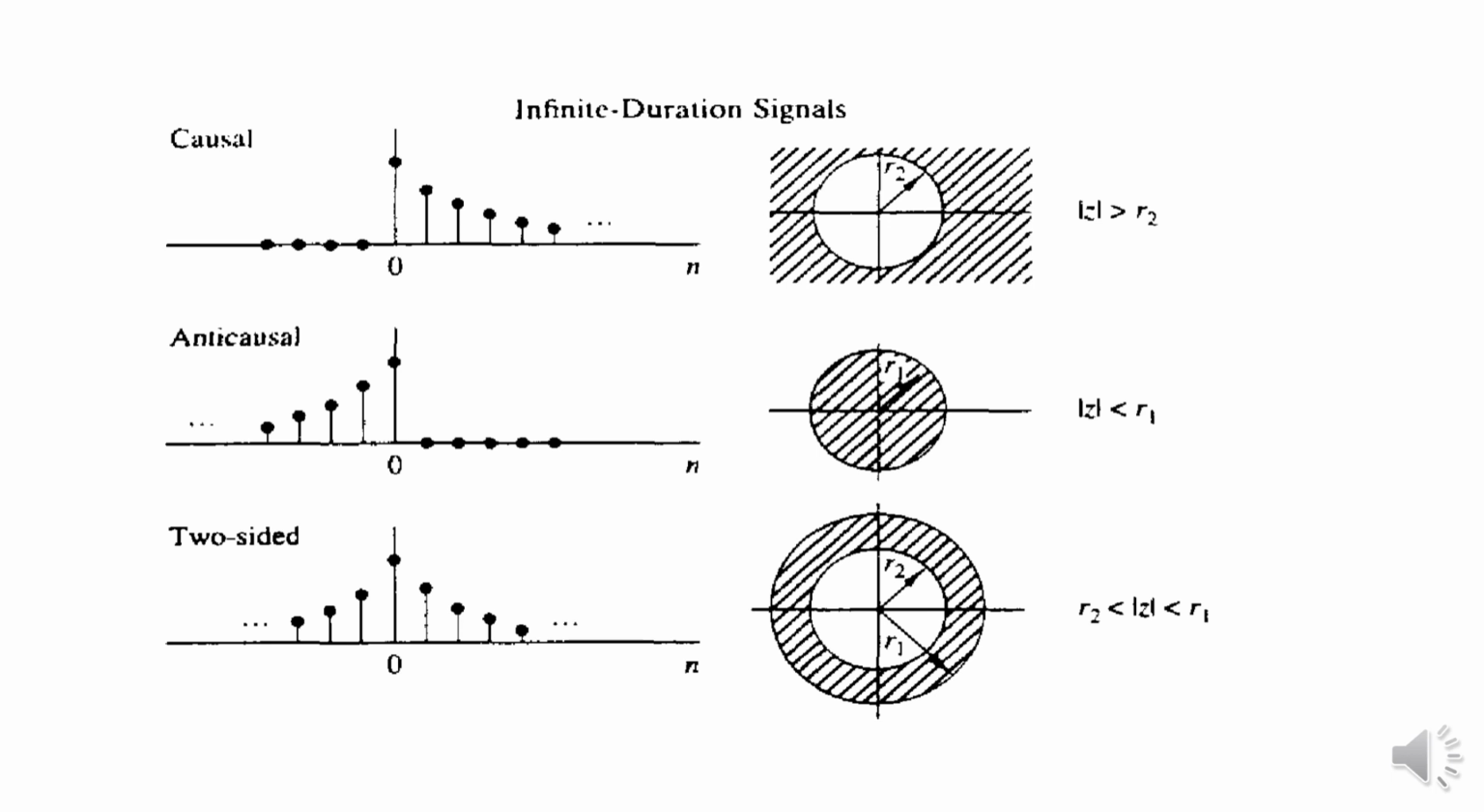Then when x[n] consists of both negative and positive values of n, this is an infinite duration signal. As you can see here, the region of convergence will be a value between two circles, right? So exterior of magnitude of z equal r2 and interior to magnitude of z equal r1. That will be the region of convergence. We'll see what will happen when we are doing this, right?